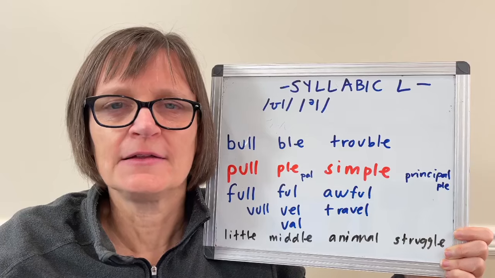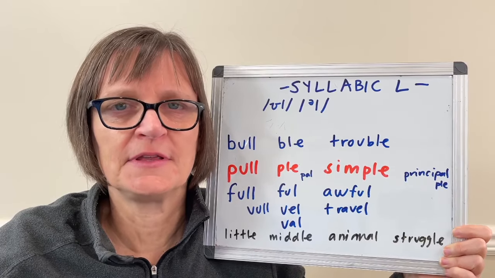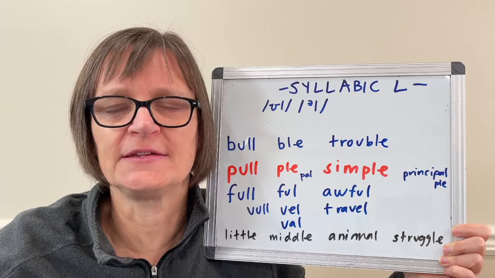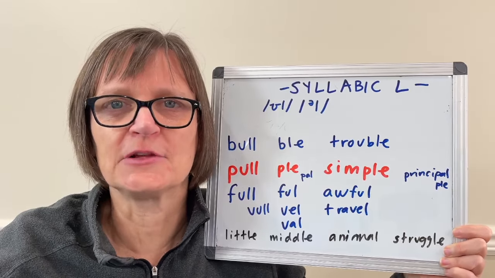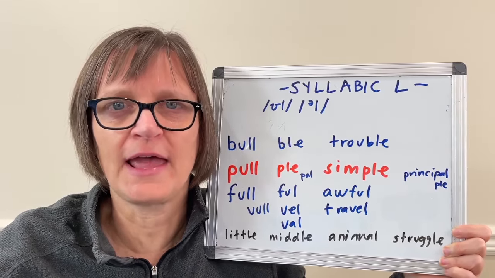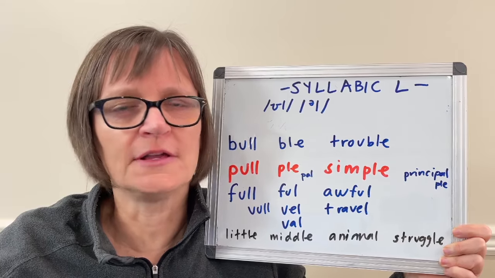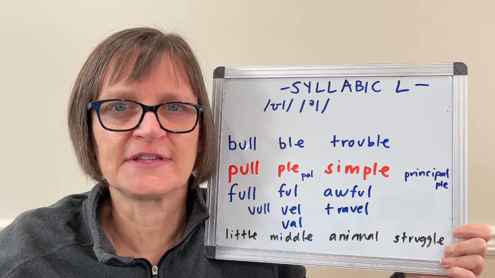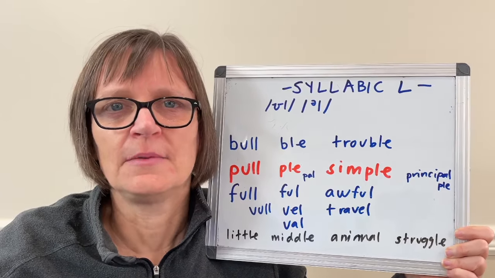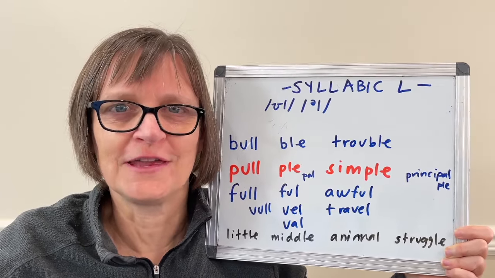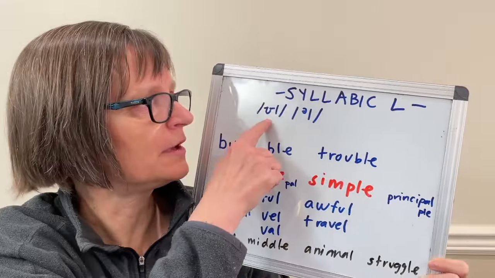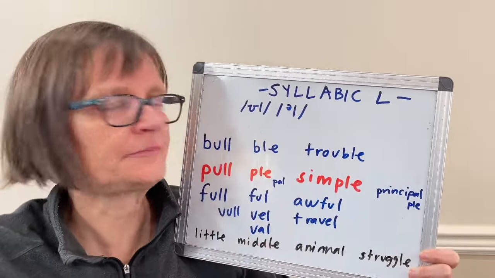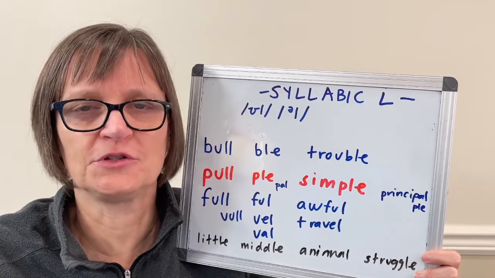So syllabic L is when the L sound comes at the end of the word, occasionally in the middle of the word, but mostly at the end, and it functions as a syllable, meaning it has the vowel and the consonant sound all in one sound. It's basically like a vowel and the sound ul. You can think of it as a very reduced vowel, either the u like in pull and bull, or the u like in such and fun, a reduced vowel.